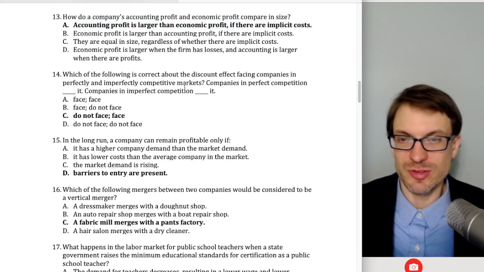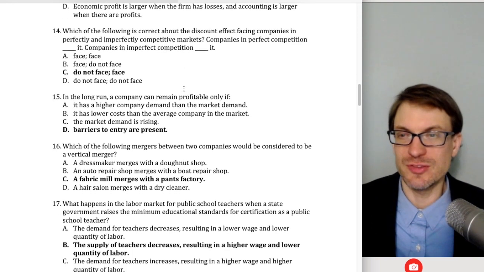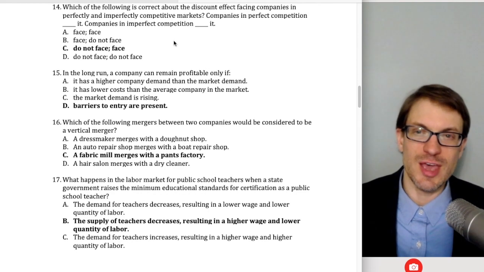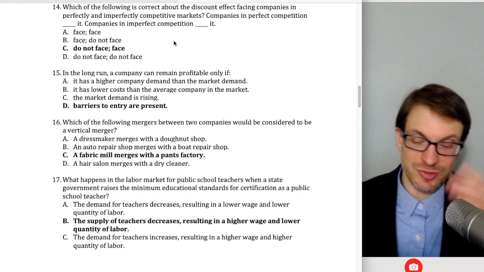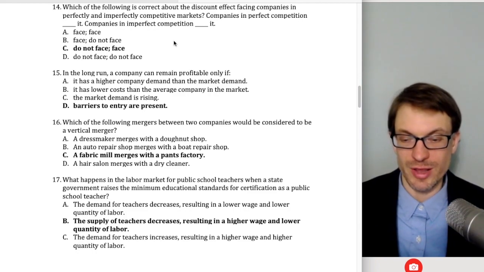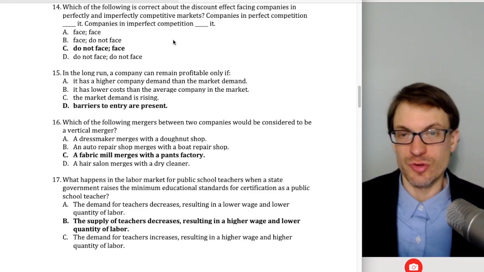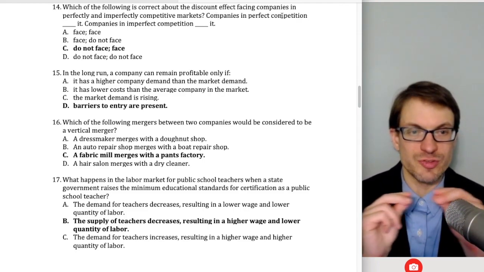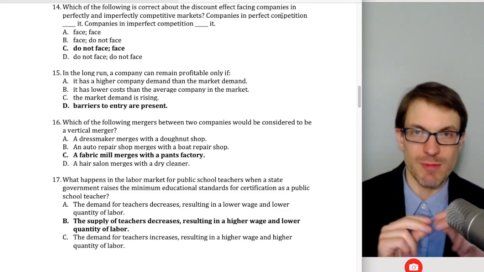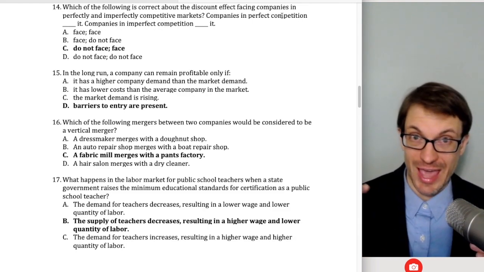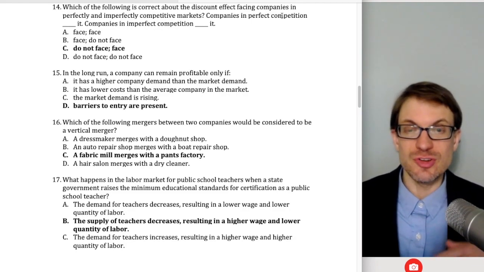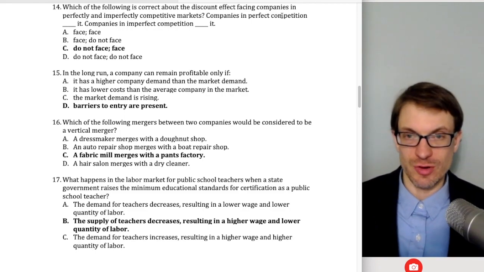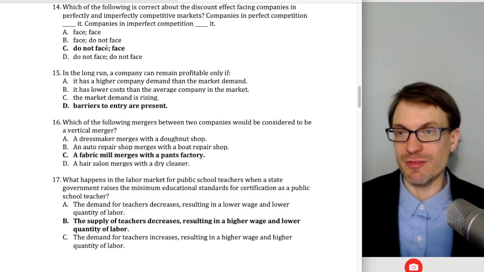Which of the following is correct about the discount effect facing companies in perfectly and imperfectly competitive markets? Discount effect, this is the idea that when you increase output to sell additional units, you have to lower the price on all units sold. Companies in perfect competition face a horizontal demand curve, a horizontal marginal revenue curve, horizontal at the equilibrium market price. And so each additional unit they sell is going to go for exactly that price. So there's no discount effect for perfect competition.